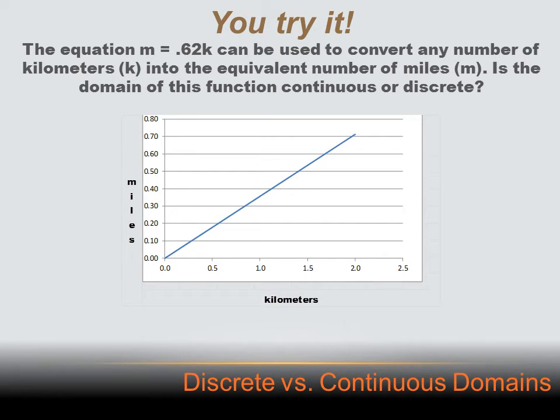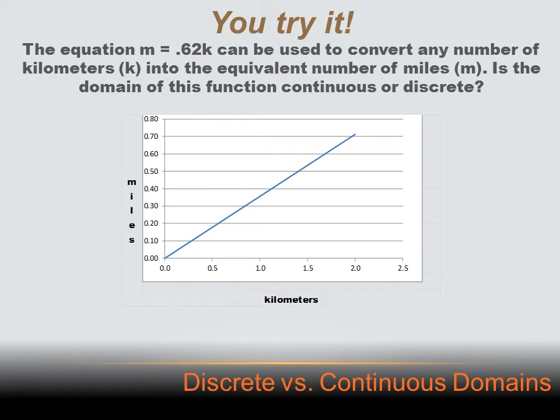Okay, we're converting kilometers. Our input value is kilometers, or what we traditionally call an X value. We're calling K here. And our output value is M, or meters. And we're going to input some amount of kilometers and convert it through the equation or through the function into an amount of meters. So our domain is the possible number of values that could be substituted for K.